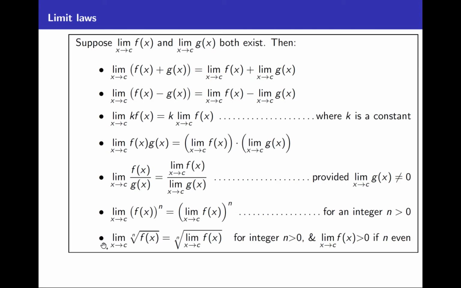And finally, our last limit law states that the limit as x approaches c of the nth root of f of x is the nth root of the limit as x approaches c of f of x. This is simply saying that as x approaches c, the nth root of f of x is approaching a number that's the same as the nth root of the number that f of x is approaching as x approaches c. And I'm sure that this looks believable.